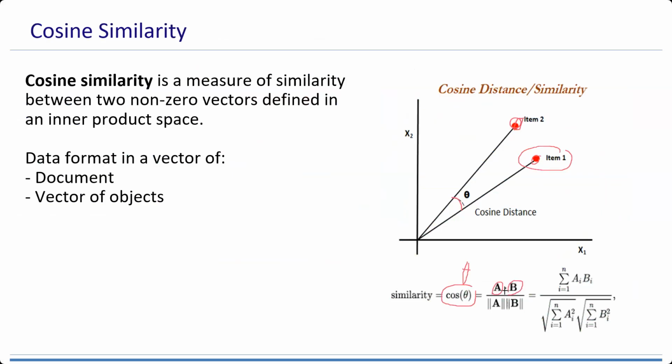So A product B divided by the distance between the items in A and the distance between only the values in B. Or we can have the formula something like this. This is the square root of the sigma A squared and the square root of the sigma B squared. And then this A multiplied by B is the summation. Now let's see how we can do this one.